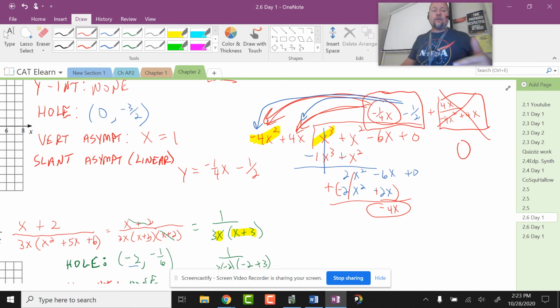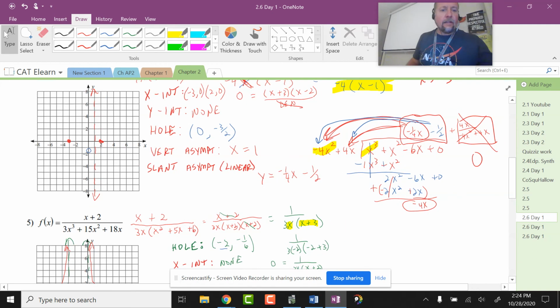But that's the theory behind this. We're talking about what happens at the ends. At the ends, that becomes meaningless. Okay. So what have I drawn? I got everything in there.